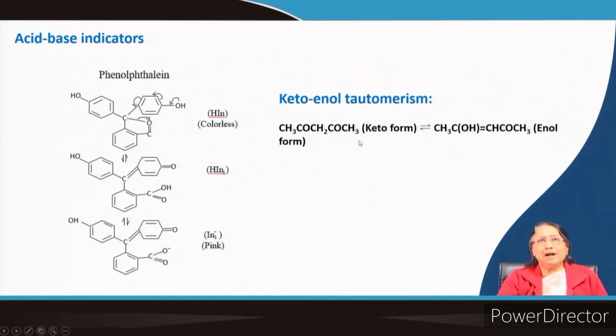Here also, what is happening here? If we look carefully, then we will see that one hydrogen from here is coming here to this oxygen, and that is why the double bond is formed. So, here you can see that instead of CH2 it has become CH, and instead of O it has become OH. So, basically this hydrogen from here is coming to this oxygen, and this is the characteristic of tautomerism.